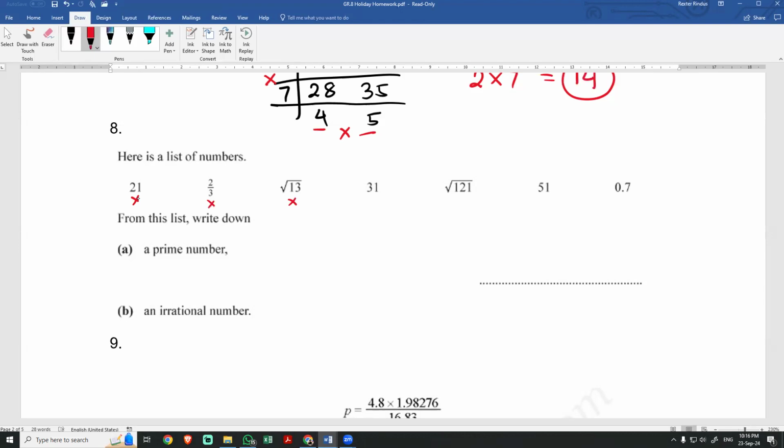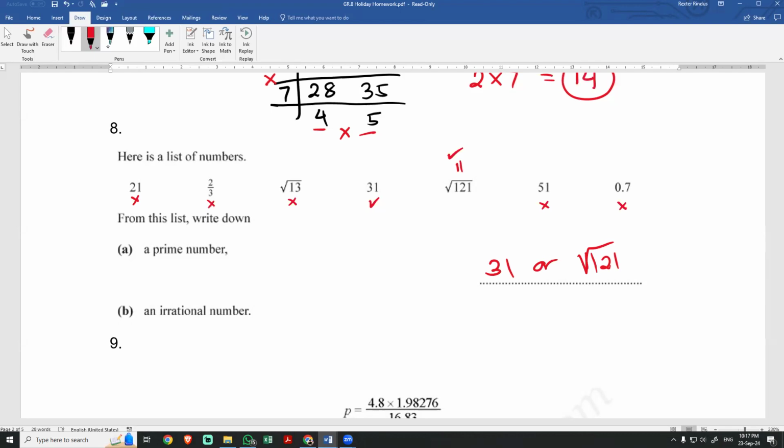51 is divisible by 17, if I'm not mistaken, so that cannot be. This is a fraction already, so it's not a prime number. Then 121: the square root of 121 is 11. And we know, based on our lesson, that 31 is a prime, and 11 is also a prime. So they're asking for a prime number, and you can choose any of them. You can write 31, or the square root of 121. Those two are prime numbers, so you can just choose any of those.